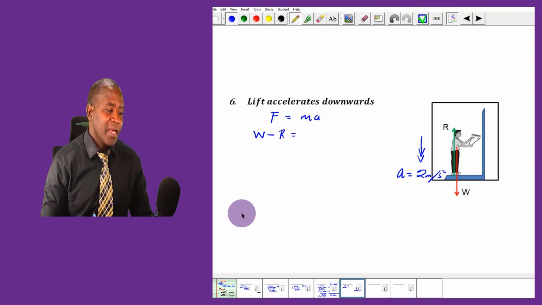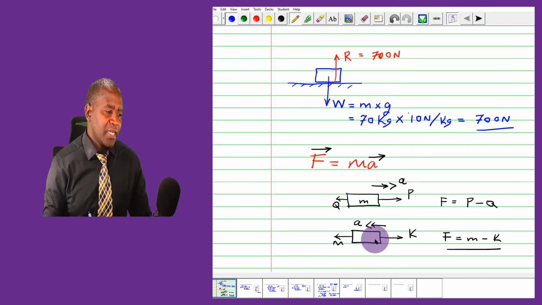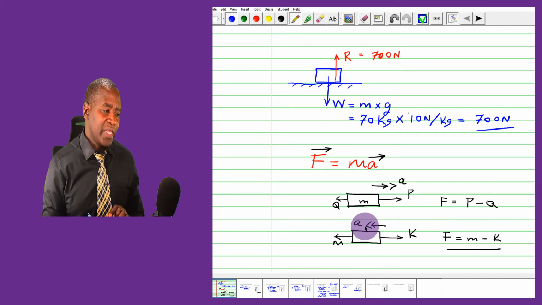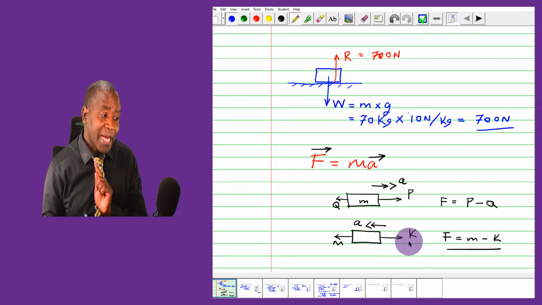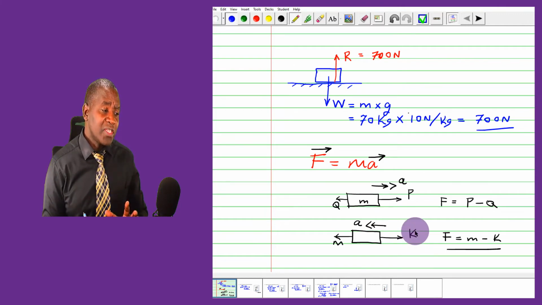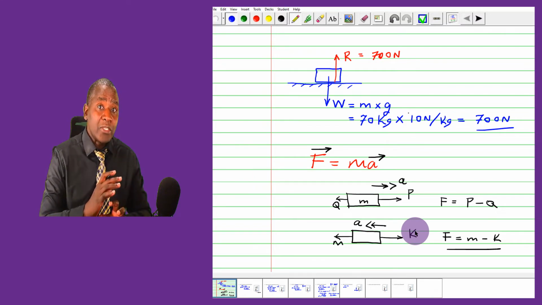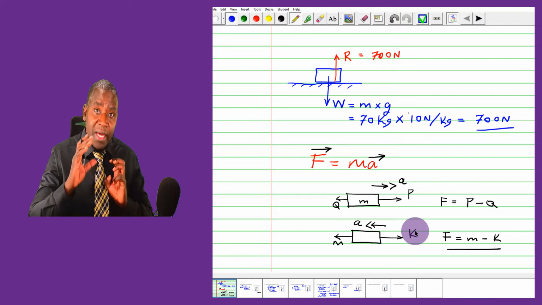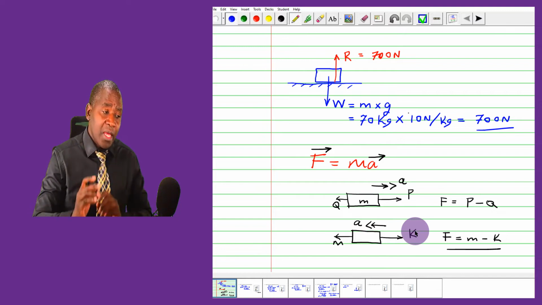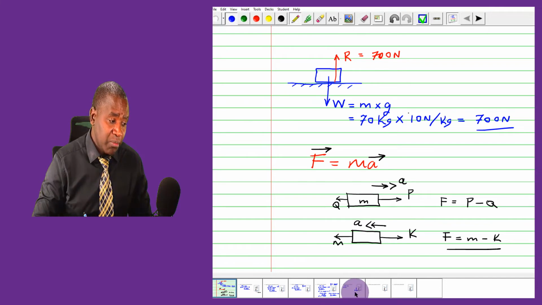Again, you can see that trick that I'm using here. I know the direction of the acceleration, so the force which acts in the same direction as the acceleration must be bigger than the force which is acting in the opposite direction. That is the trick that I'm using. And if you get this concept, it will make this kind of problem much, much easier, because you will have understood everything about the apparent weight of an object in a lift which is in motion.